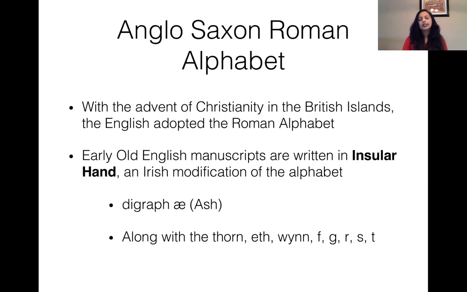The Anglo-Saxon Roman alphabet, or the advent of Christianity, really brought the Roman alphabet into the English islands. And the early Old English manuscripts were written in what is known as Insular Hand, which is an Irish modification of the Roman alphabet. So the differences in the Insular Hand is a digraph ash, like the A symbol. So you can actually see this in Old English text. It will be written with the A, and along with all the sounds that we just mentioned before, the runic symbols.